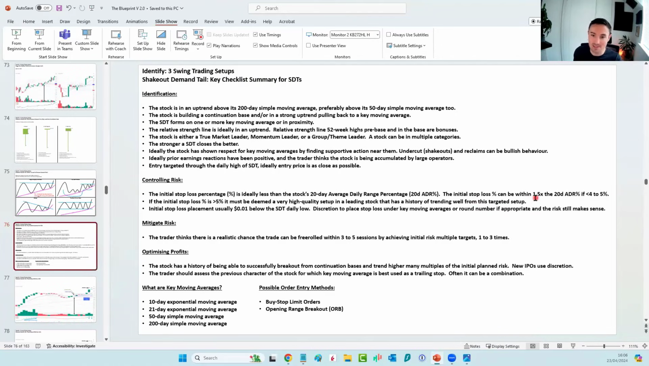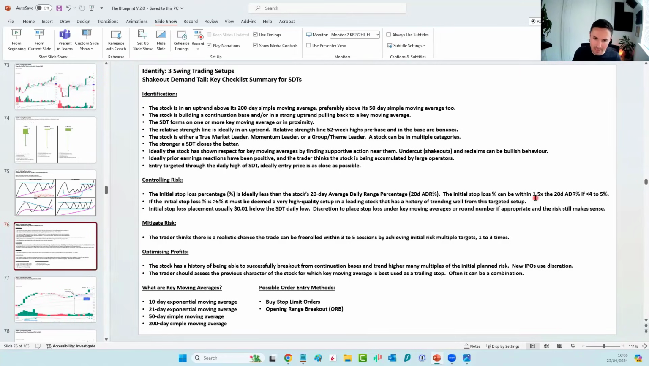For me, I'd like it to still be less than 5%. Anything beginning with a 4 or 5, I think you've got to really think about it. But sometimes you can get a stock with a 20-day ADR percentage of maybe 6%, 8%, 10%, and the initial stop loss with a shakeout demand tail is 5%. So in that respect, it's still a wider stop loss compared to what I'd normally be going for, but it's still relatively tight when you compare it to the stock's 20-day ADR percentage.